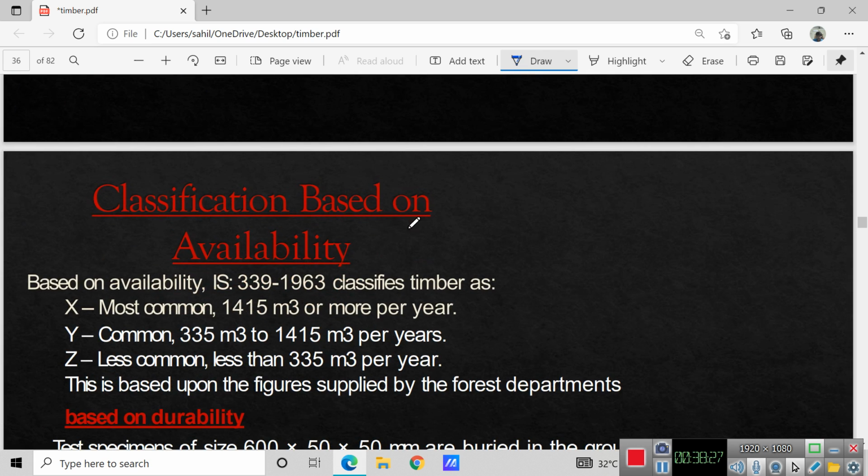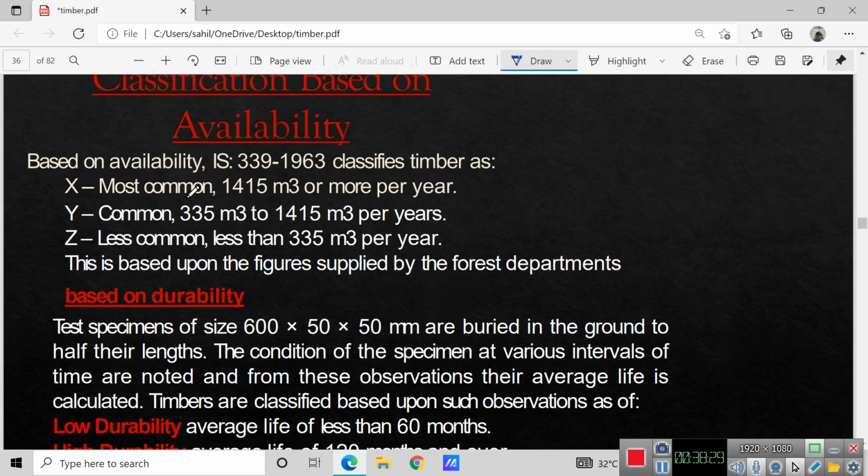Now classification based on availability. Based on availability, which is mentioned in the IS code 399-1963, timber is classified as X. X means most common, and the availability of this timber is 1415 cubic meter or more per year.